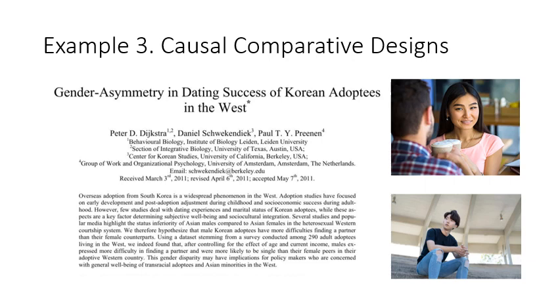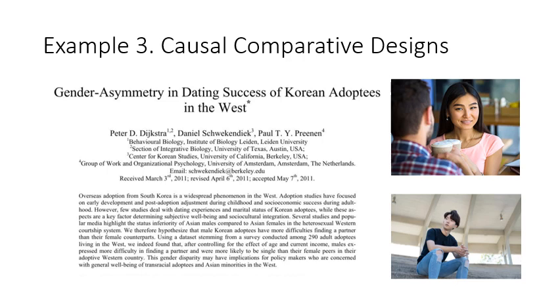Reading the abstract, overseas adoption from South Korea is a widespread phenomenon in the West. Adoption studies have focused on early development and post-adoption adjustment during childhood and socioeconomic success during adulthood. However, few studies deal with dating experiences and marital success of Korean adoptees, while those aspects are a key factor in determining subjective well-being and sociocultural integration. So I think you understood so far. They're saying lots of studies have looked at how economically successful these adoptees are, but what about the dating experience, which relates to overall well-being?